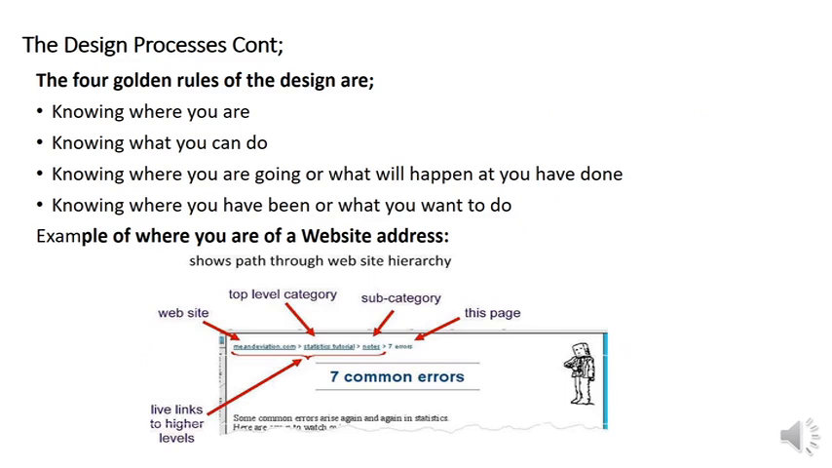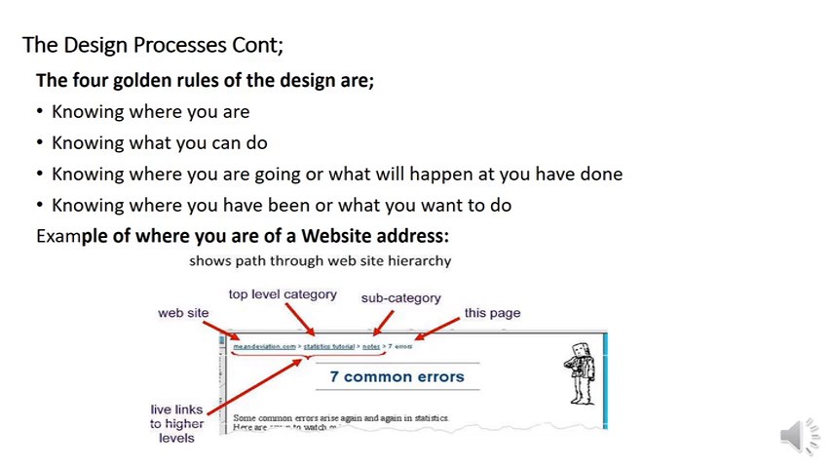Then the 4 golden rules of design are: knowing where you are, knowing what you can do, knowing where you are going or what will happen when you have done, then knowing where you have been and what you want to do.